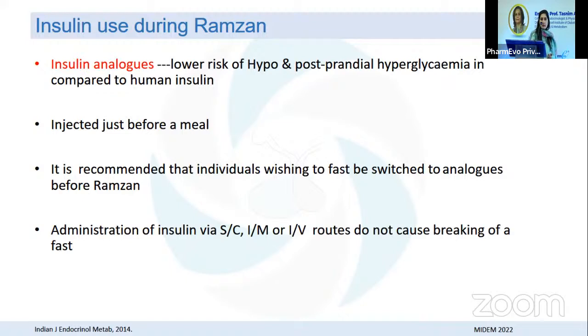Analog insulins are newer insulins, and we have them available here. They have a lower risk of hypoglycemia and better postprandial control in comparison to regular human insulin. They are injected 15 to 20 minutes before a meal, and it is recommended that individuals who wish to fast be switched to analogs during fasting. Administration of any kind of insulin via any route does not break the fast. This should be explained to the patients whenever they come for pre-Ramadan assessment.